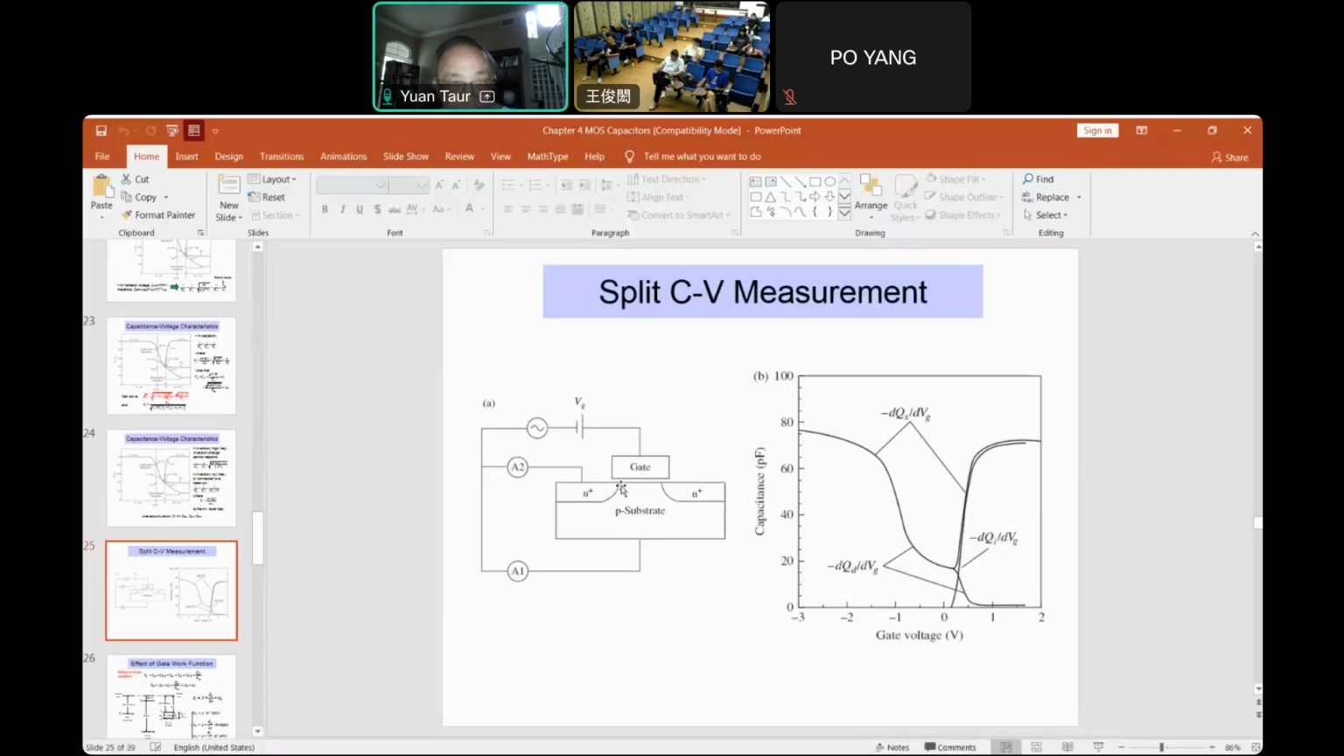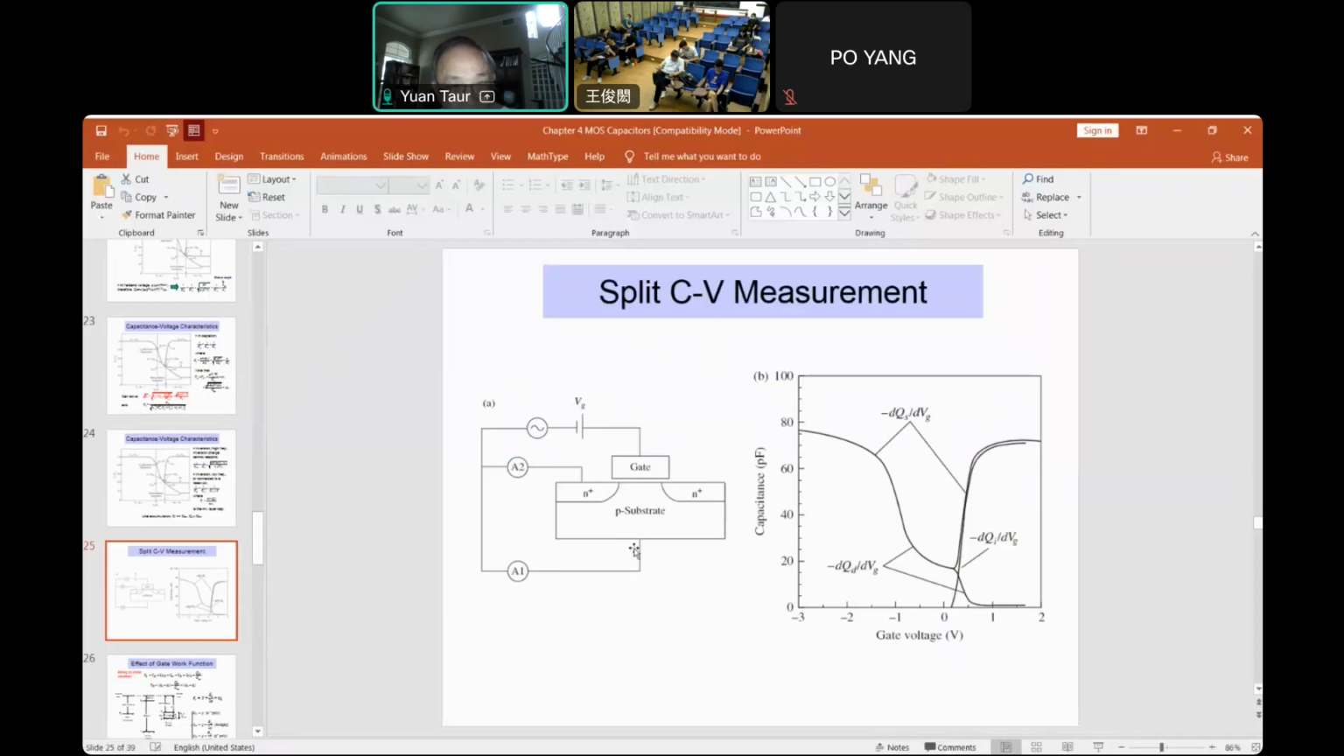So in that case, it's no longer slow. It doesn't rely on the generation and recombination in the substrate. Rather, it's supplied from the source and drain. So this type of CV is called a split CV. And also, when you apply the same DC ramp plus AC voltage, but you measure current both from the substrate and from the source.